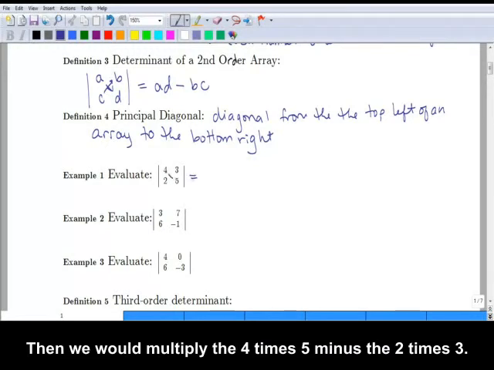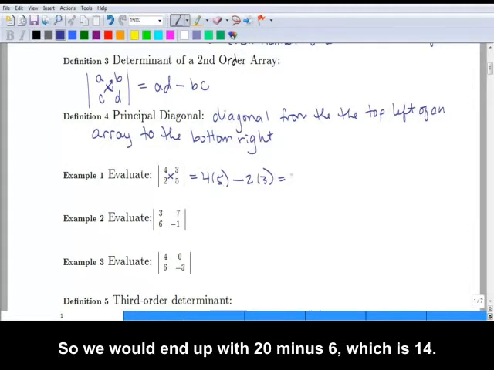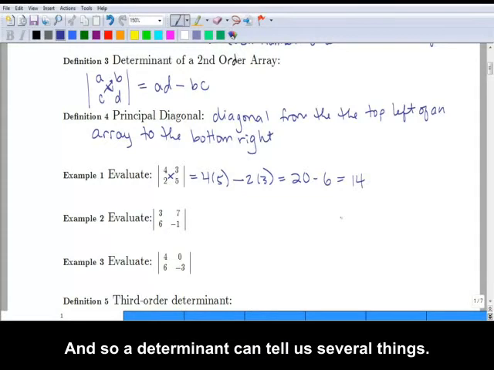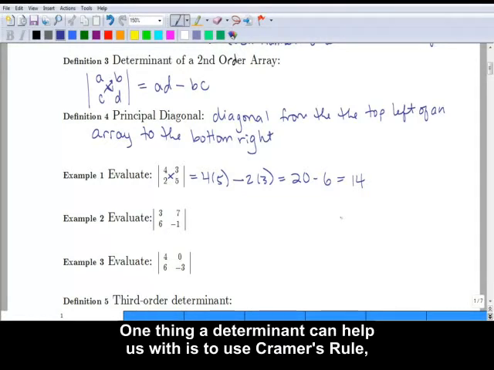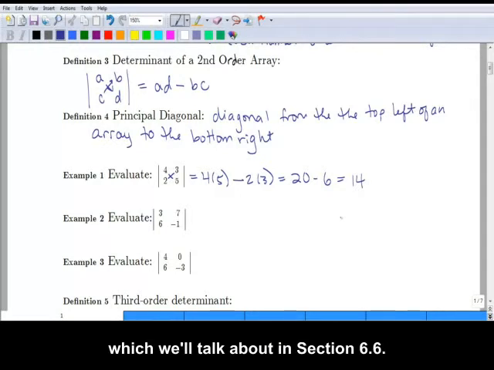Then we would multiply the 4 times 5 minus the 2 times 3. So we would end up with 20 minus 6, which is 14. And so a determinant can tell us several things. One thing a determinant can help us with is to use Cramer's rule, which we'll talk about in section 6.6.